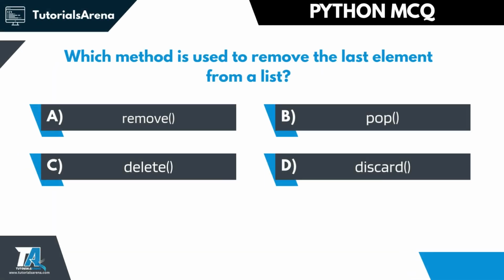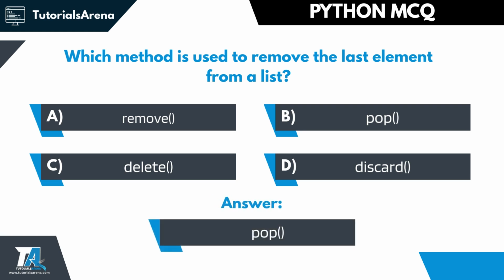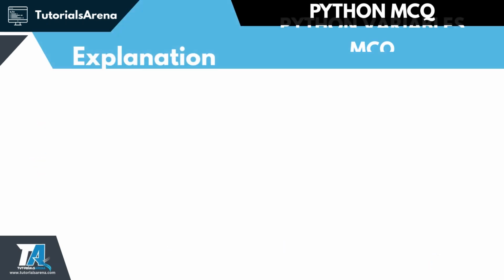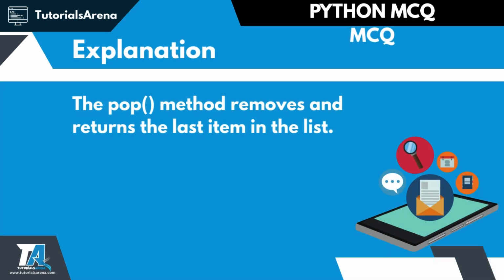Which method is used to remove the last element from a list? The correct option is option B, pop method. The pop method removes and returns the last item in the list.